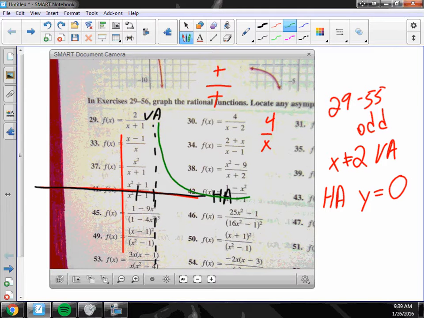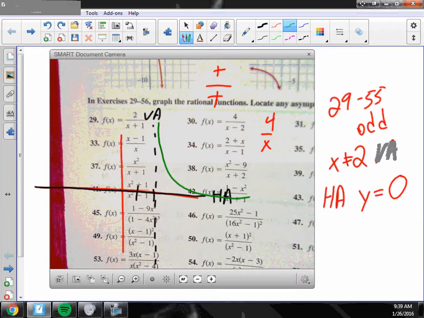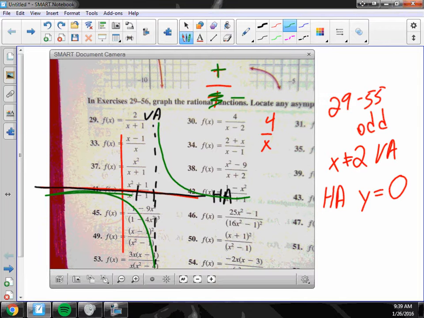And now on the left side, what do I want to plug in? I could plug in -2. The easiest one would be 0. So if I plug in 0, I have a positive over a negative, which is a negative number. So it's going to look like that. Okay?